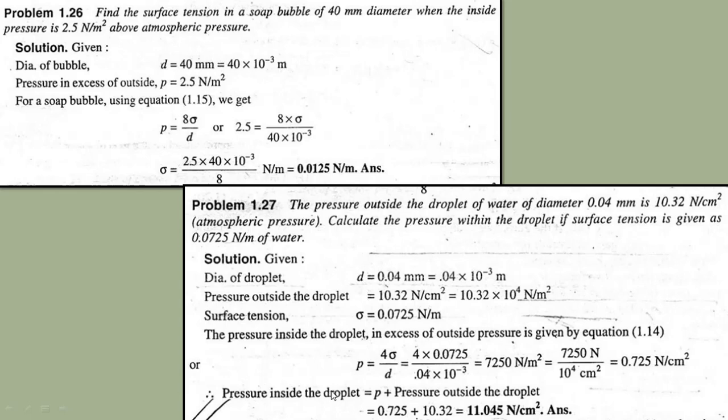Now, pressure inside the droplet is equal to P, the excess over outside pressure, plus the pressure outside the droplet. So here we take the calculated P and add the pressure outside the droplet, 10.32 into 10 raised to 4. So the pressure inside the droplet is the outside pressure plus whatever pressure we have calculated.